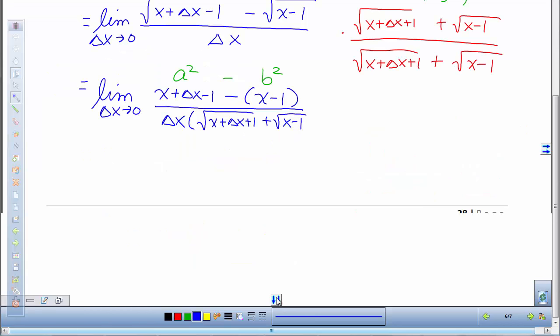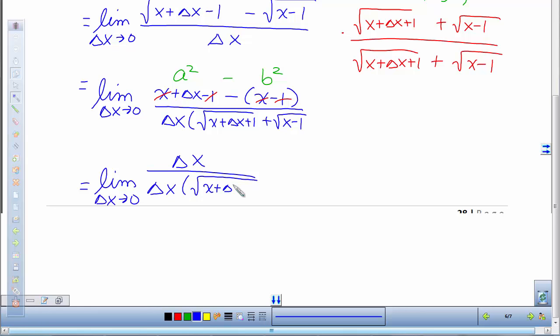So we go on and we simplify, and we should be able to see that when we distribute our minus sign, we're going to have minus x. So that's going to cancel with this x. And when we distribute the minus sign, we get plus 1 here. That's going to cancel with this minus 1. And so we're left with delta x in our numerator, and our denominator is delta x times the square root of x plus delta x plus 1 plus the square root of x minus 1.